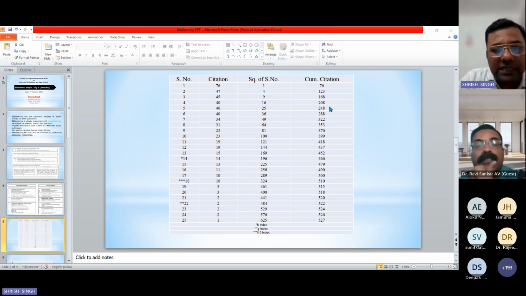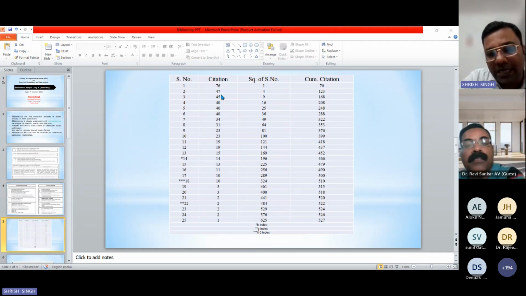And the next metric is basically the G index. G index is related to the square of the serial number and the cumulative citation. Serial number 1 squared is 1, serial number 2 squared is 4, serial number 3 squared is 9. So similarly, you have just squared all the serial numbers. And ultimately, we are going to make the cumulative citation, where we add the previous citation to the next citation.